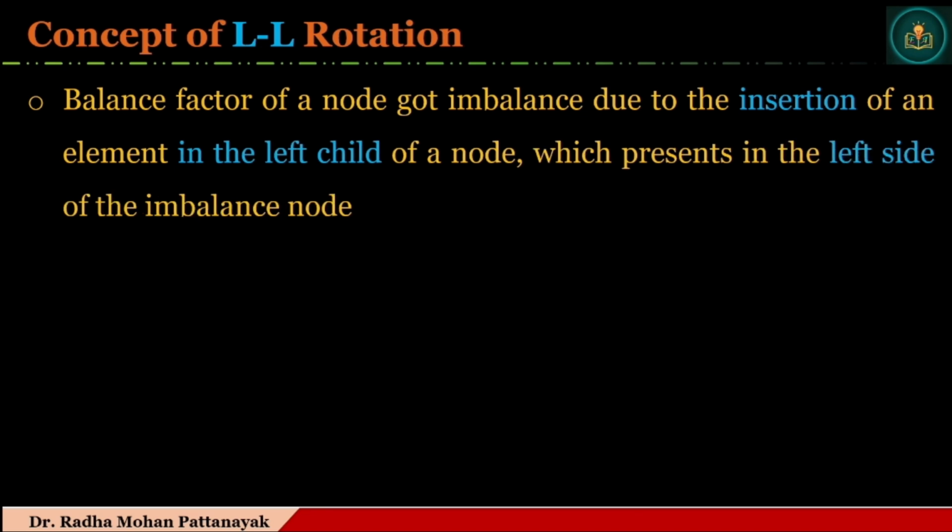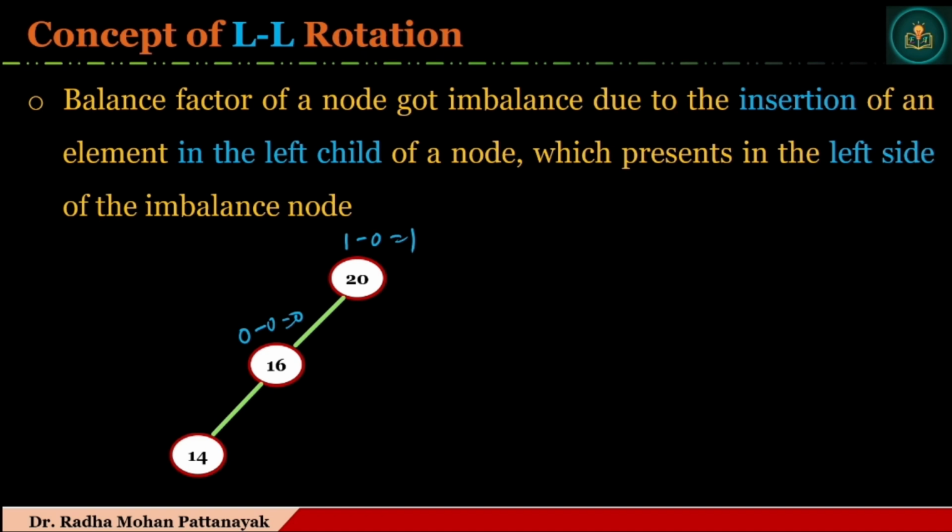Then come to left left rotation. In left to left rotation, this is the binary search tree where both the nodes are balanced, right? If I insert a node on the left side of 16, after insertion calculate the balance factor. Balance factor of 14 equals 0. Balance factor of 16 will become 1 minus 0, the new balance factor of 16 will become 1. Then what is the new balance factor of 20? That will become 2 minus 0 equals 2. So after insertion of 14, 20 got imbalanced.